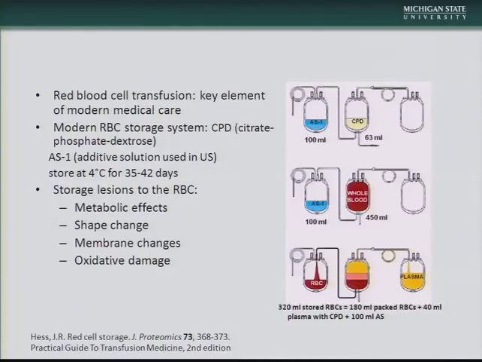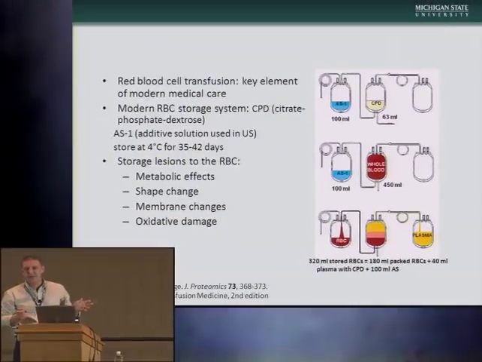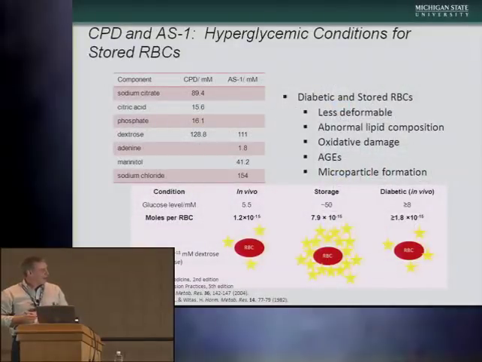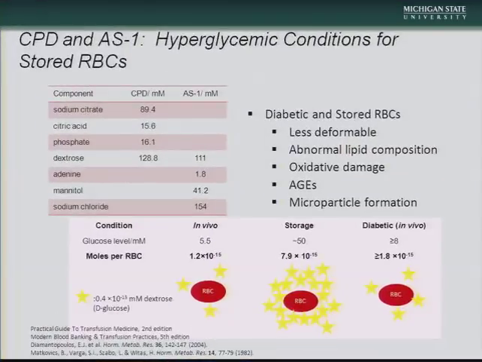Interestingly, after they collect the whole blood, it's simply centrifuged. They remove the plasma, and the red cells go into another solution called AS1, or additive solution 1, which is very similar to the CPD with just a couple extra added components. I want to show you something here that, again, anybody who understands a little bit about diabetes and glucose levels in the bloodstream may be shocked to hear this.